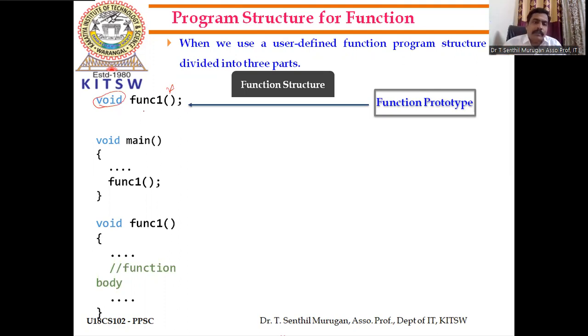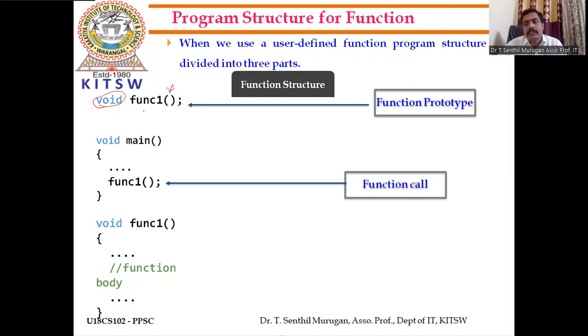Once we have informed the compiler, then we have to call the function. When we want to perform the particular task, we have to call the function using the function name. So this is considered a function call. Now the function declaration is there, we have informed the compiler already, then we are calling the function. So now the control will transfer to the particular block. Once the compiler reads this line, the control will be transferred to the particular function block.